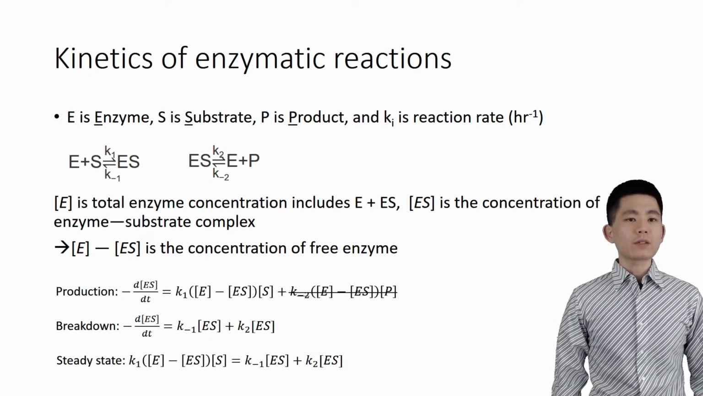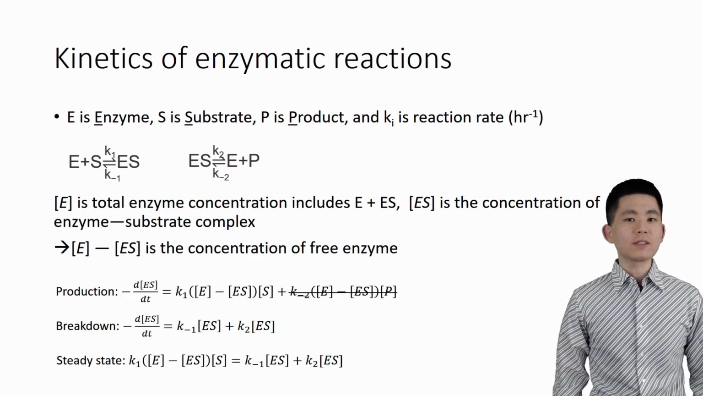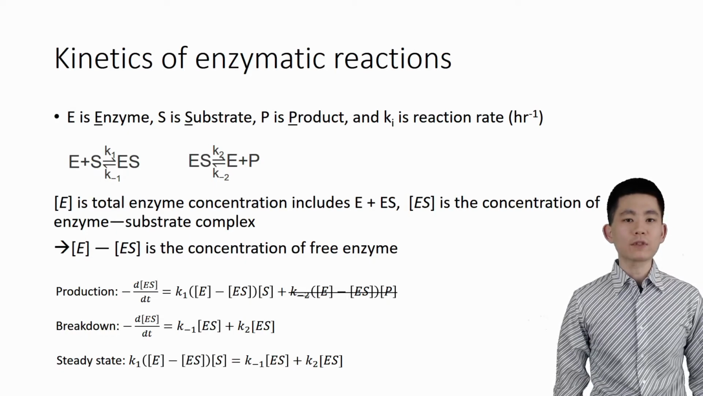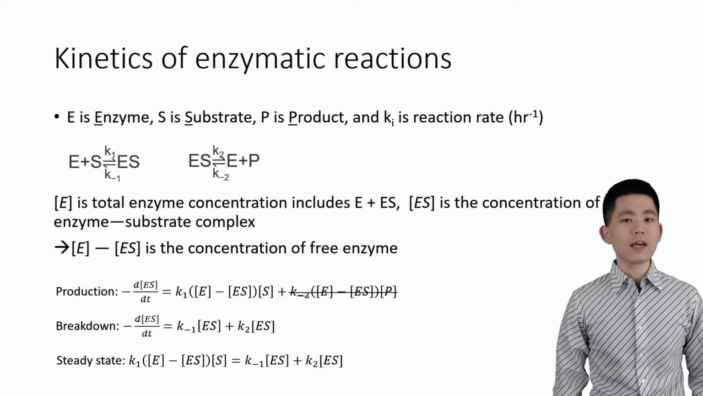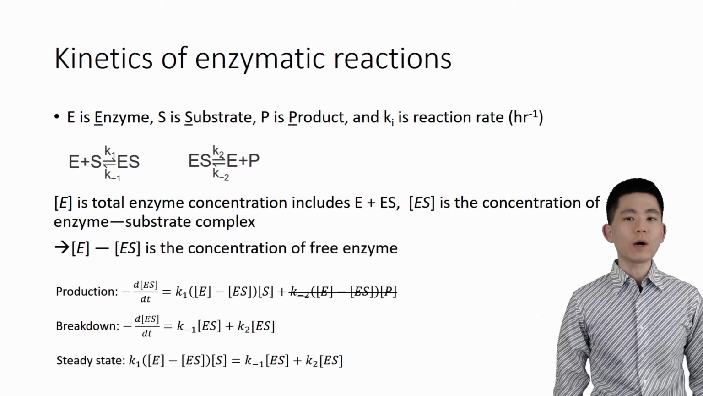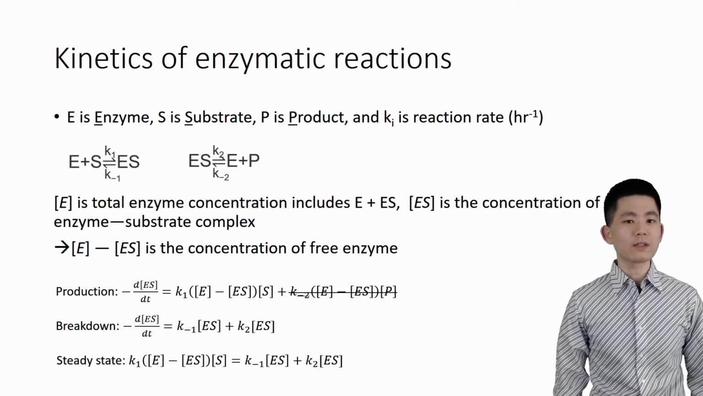So, the production rate of the complex enzyme, d[ES]/dt, is the result of K1 times the free enzyme concentration times the substrate concentration, plus K-2 times the free enzyme concentration times the product concentration. The second half of this equation, however, is negligible. The breakdown rate of the complex enzyme, on the other hand, is the result of K-1 times the complex enzyme concentration plus K2 times the complex enzyme concentration. At steady state, the production rate should equal the breakdown rate.